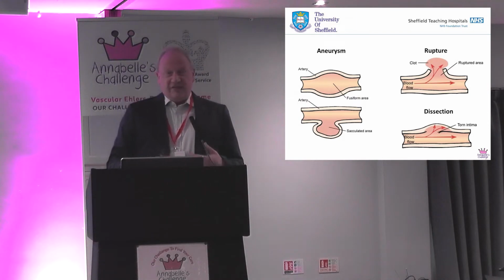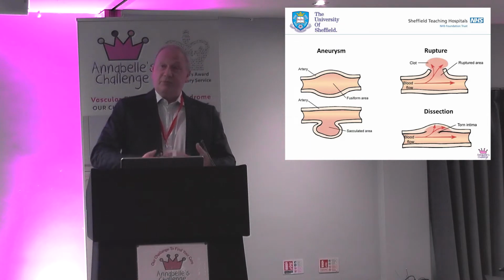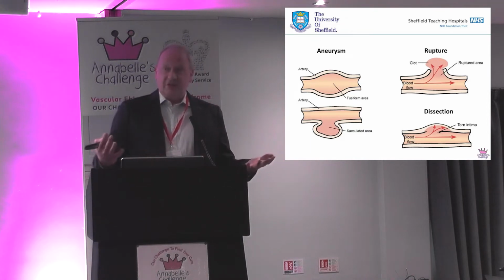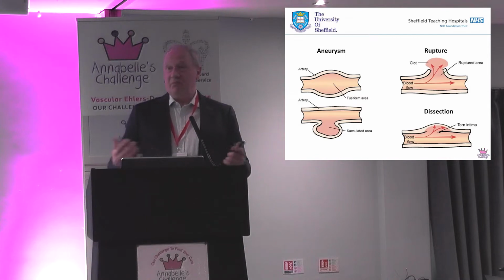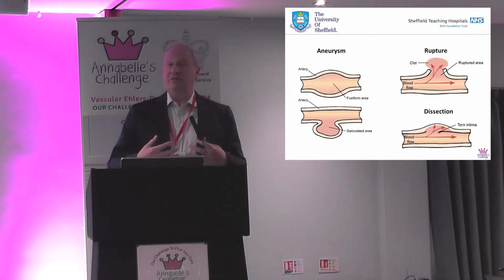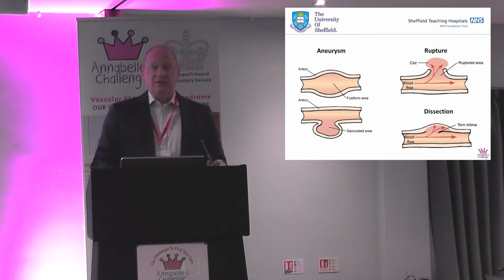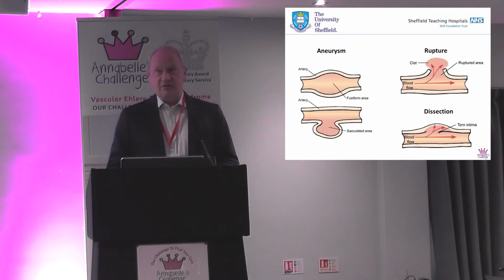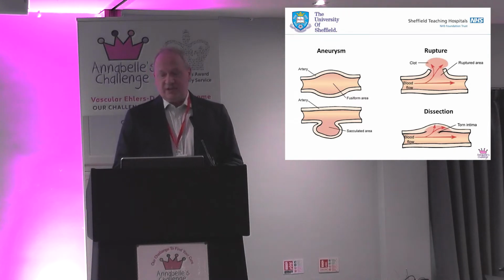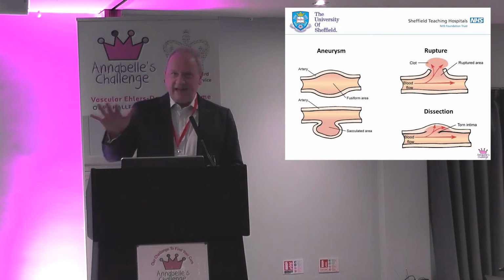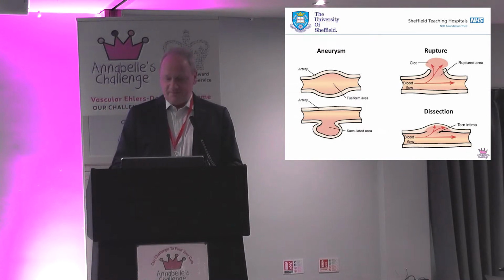A rupture is a slightly different issue, of course, in that there's been a breach in the arterial wall allowing blood to go to the exterior, and that might be into a cavity or into a muscle or an organ. That's fairly self-explanatory. But I think the one that people find difficult to understand is the dissection of an artery, which is a splitting of the wall of the artery and blood enters the layers of the arterial wall.